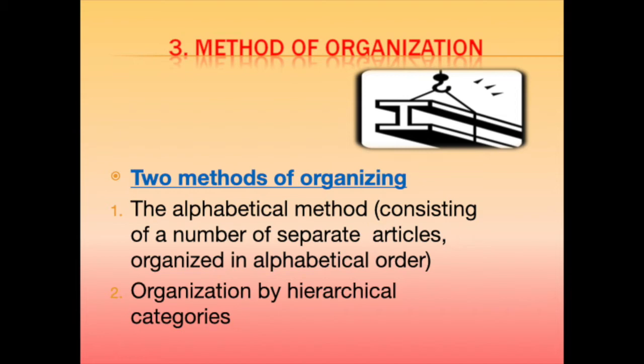Historically, there have been two main methods of organizing printed encyclopedias: the alphabetical method, consisting of a number of separate articles organized in alphabetical order, or organization by hierarchical categories. The former method is today the most common by far, especially for general works. The fluidity of electronic media, however, allows new possibilities for multiple methods of organization of the same content. Further, electronic media offer previously unimaginable capabilities for search, indexing, and cross-reference.